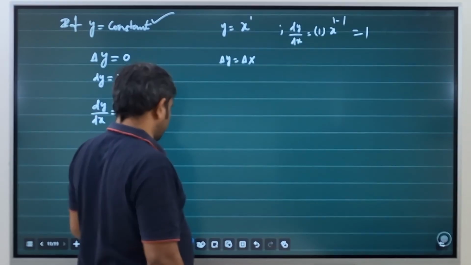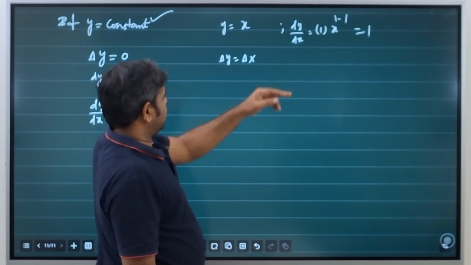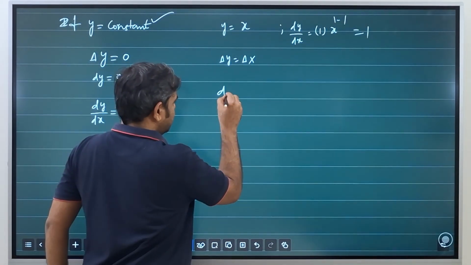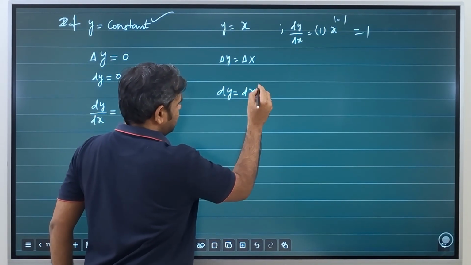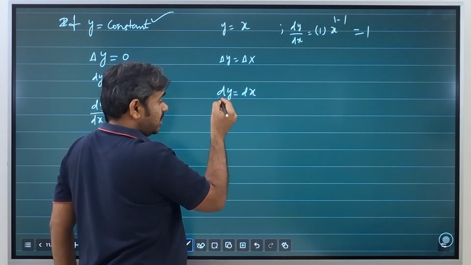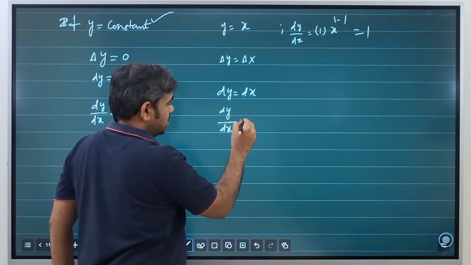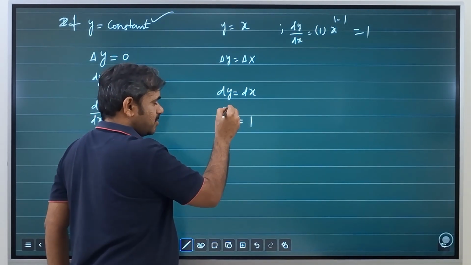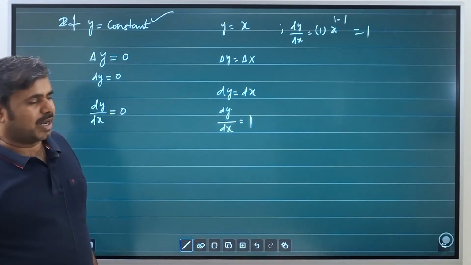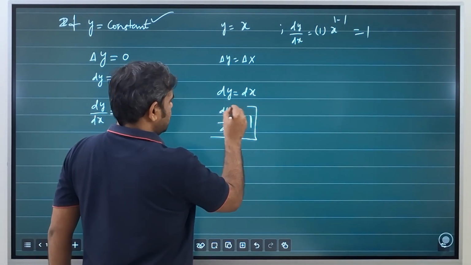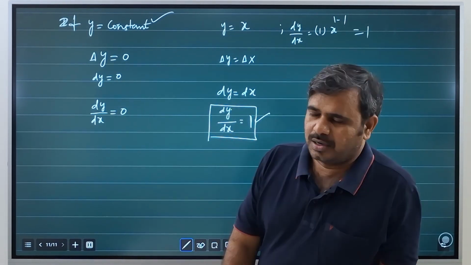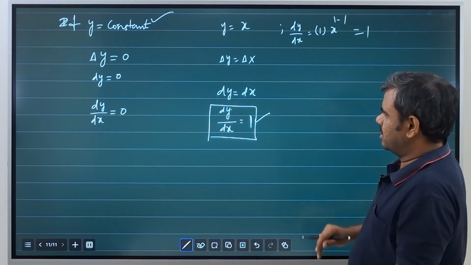If y is equal to x, change in y is equal to change in x. A small change in y is equal to small change in x. It means change in y and change in x are equal. So numerator and denominator are equal. So dy by dx is equal to what? 1. So if y is equal to x, dy by dx is equal to 1. Rate of change in y with respect to x is equal to 1.